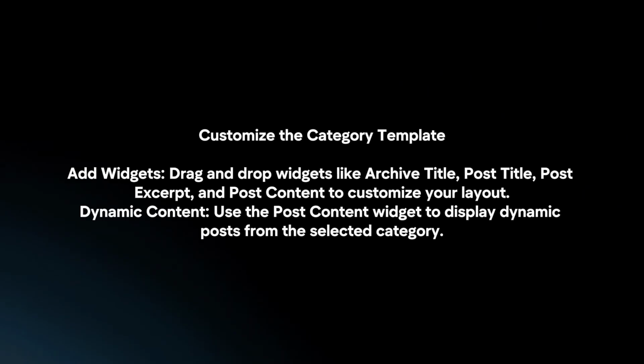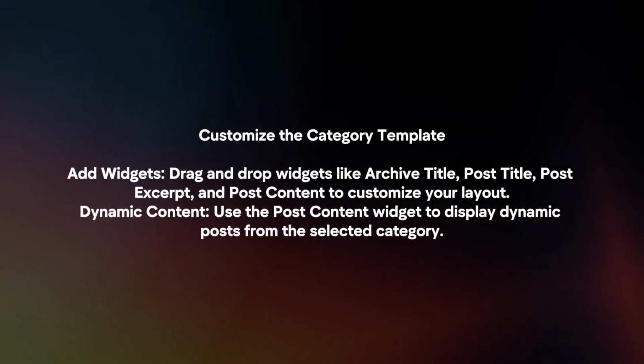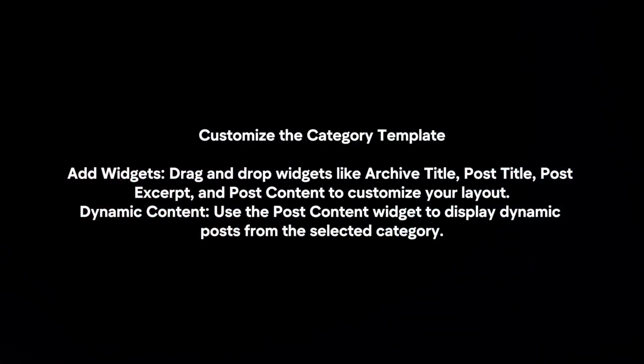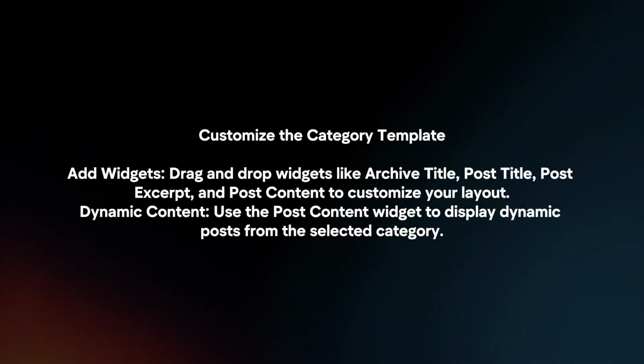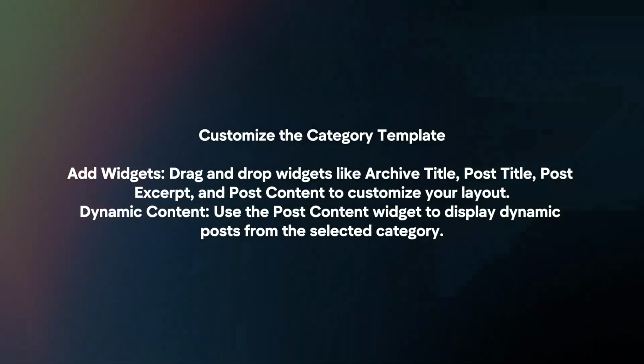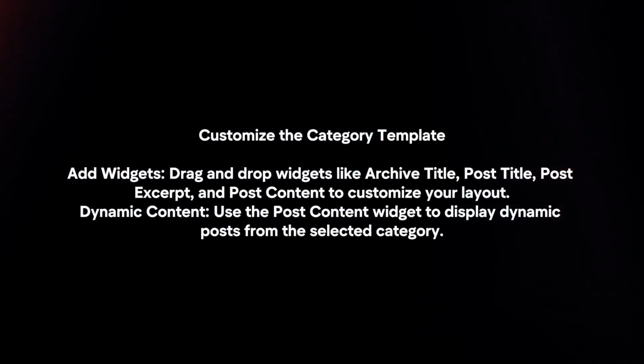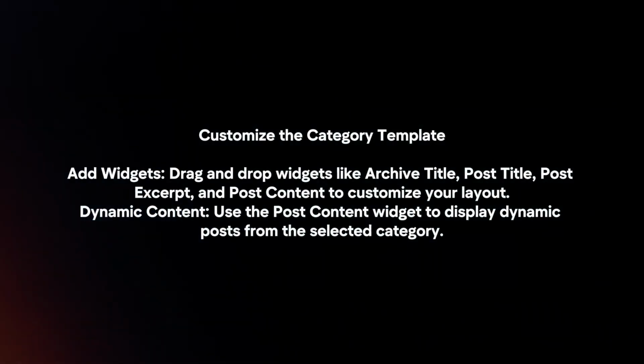Customize the category template. Add widgets. Drag and drop widgets like archive title, post excerpt, and post content to customize your layout. Dynamic content. Use the post content widget to display dynamic posts from the selected category.